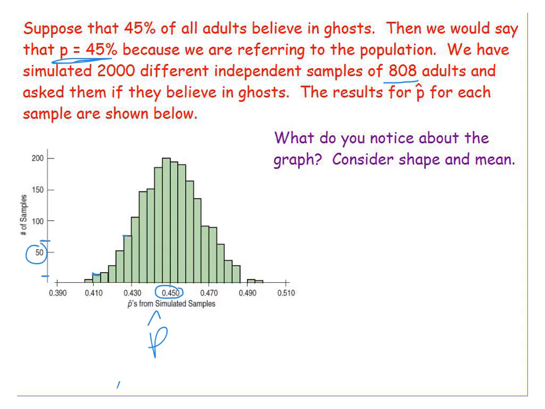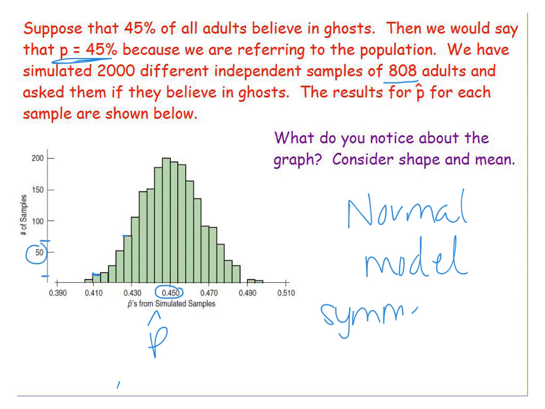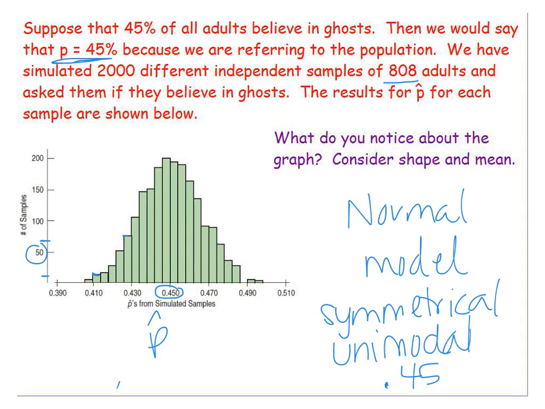What do you notice about the shape of this graph? This should be a shape that you are familiar with. Hopefully you're starting to think, well, this is kind of that curve that we've seen before with the z-scores, and you're absolutely right. This looks like the normal model. You should notice that it is somewhat symmetrical. Is it perfect? No, but it is definitely symmetrical. It is unimodal. It has one mode in the middle, and the mean looks to be about 0.45, which was the percentage for the population.